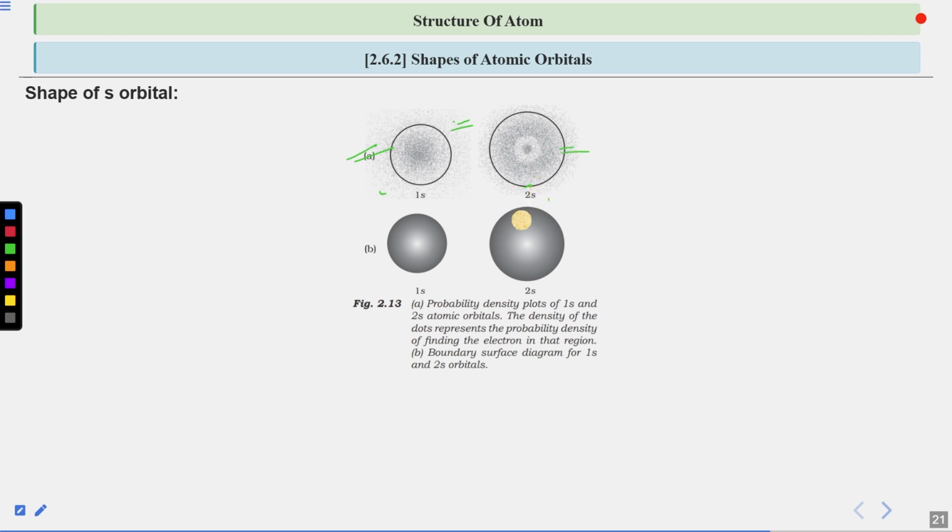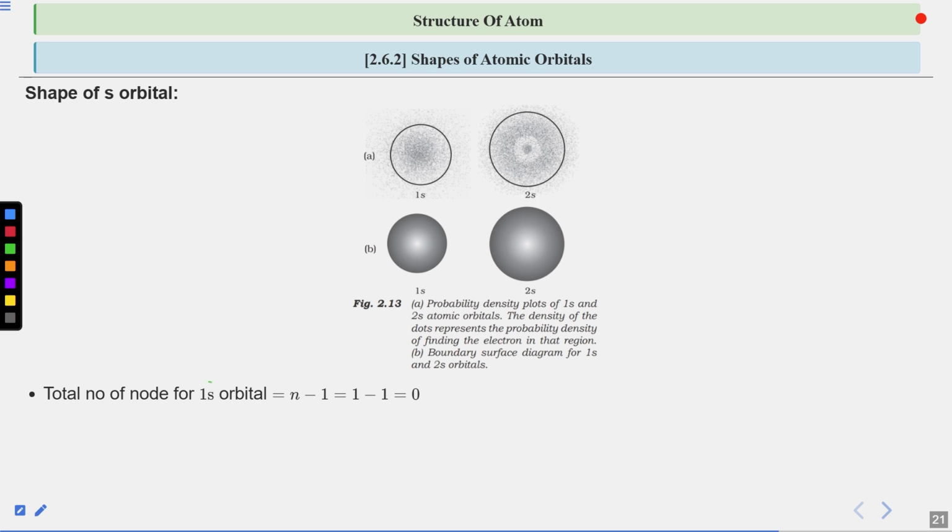Okay, similarly for 2s. Now the second one is called the boundary surface diagram, and the first one is the probability density plot. Here is an important point to remember. If you look at this graph, you can see a region where there is a lighter part. It indicates that the probability is going down at this concentric circle. So this is the node that we are talking about. So 1s has no node, whereas 2s has one node.